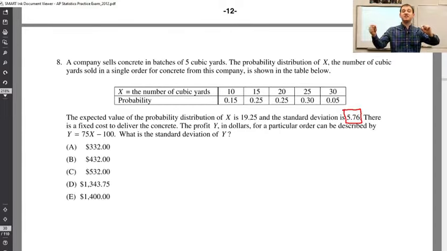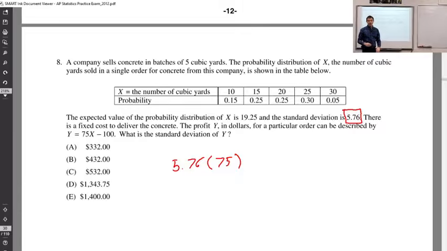Because if I'm thinking about how spread out my data is, if I take it and shift it over 100, it's still as spread out as it was before. It's just been moved over here. So subtracting 100 doesn't affect the spread. All you need to do is 5.76 times 75, and that's your answer. Not the subtracting 100 for that standard deviation.